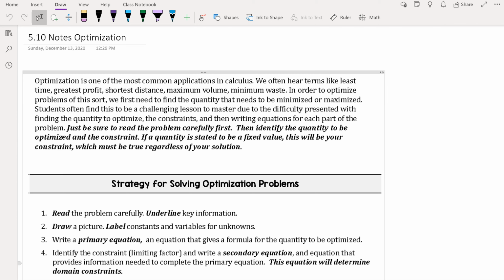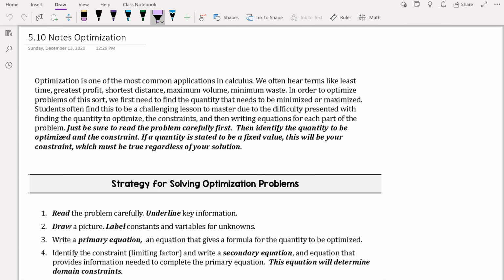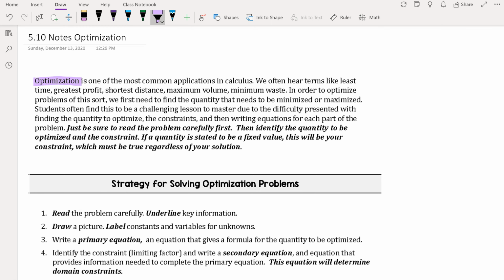All right, y'all. So today we are going to do a new topic called optimization, except we'll be using information that we've learned over the last unit to solve these optimization problems. So really quick, what is optimization? Optimization is one of the most common applications in calculus. We often hear terms like least time, greatest profit, shortest distance, maximum, minimum, volume, or waste.